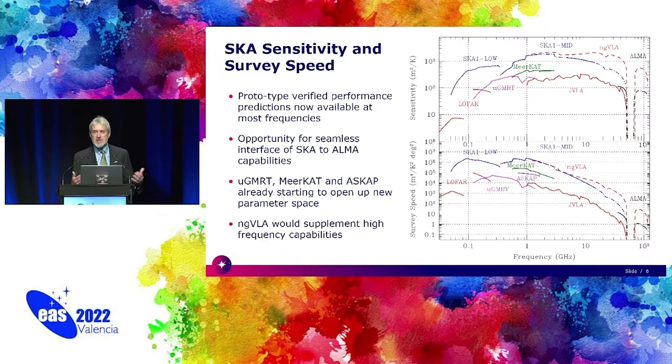And as indicated here, it offers the opportunity for a seamless interface to the frequency coverage of ALMA at the top end, and indeed goes almost to the ionospheric cutoff at the bottom end, so extremely broad. And of course, some of the facilities that are currently in use, MeerKAT I already made mention of, ASKAP in Australia, a Pathfinder facility that's working at gigahertz frequencies. We're already just starting to see what this parameter space is opening up in terms of fantastic survey opportunities. And of course, the next generation Very Large Array, if it were funded in the United States, would offer a significant supplement at the higher frequency end of the spectrum to what we'll be providing.